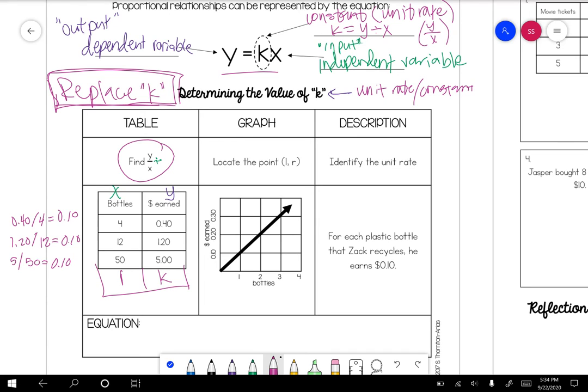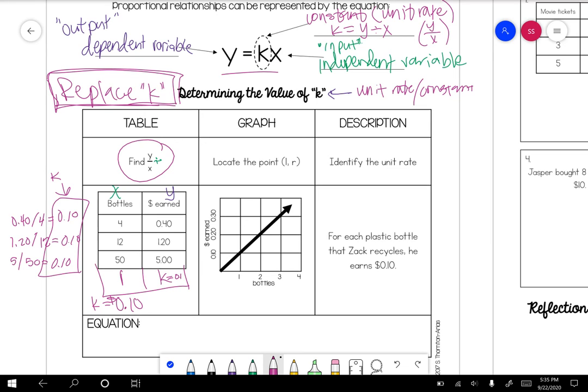0.10. Since they are all equal, that would be our K, our constant, 0.1. So we would write K equals 0.10. Now remember, it's 0.10 of whatever the Y variable is. In this case, $0.10 earned, or 10 cents earned. So that's how we do it in the table. This should be a review.